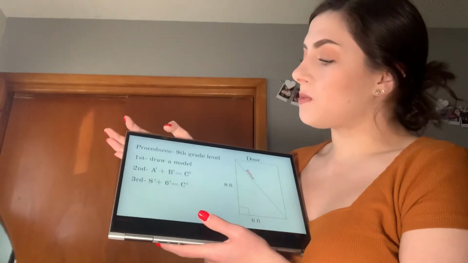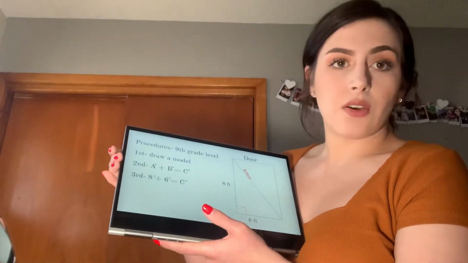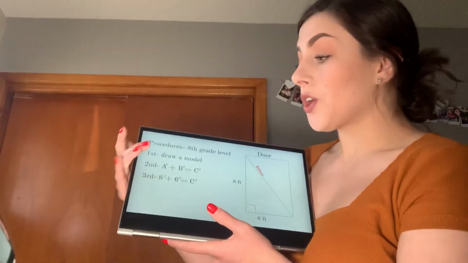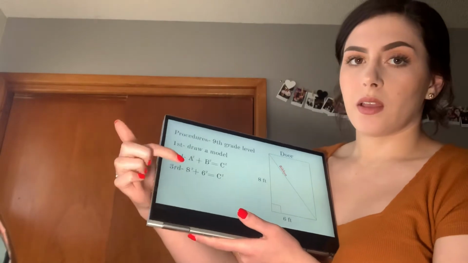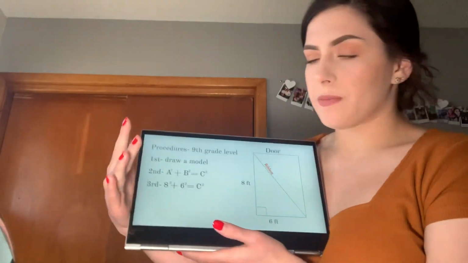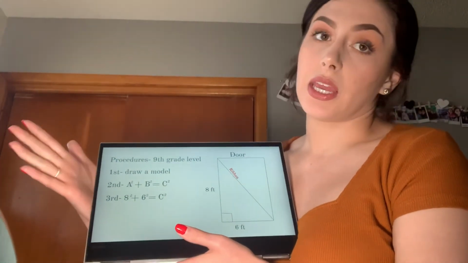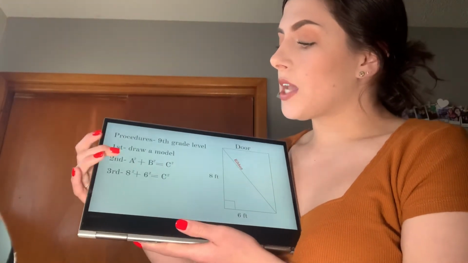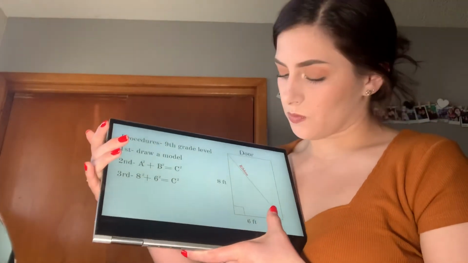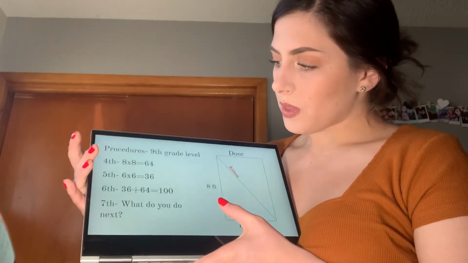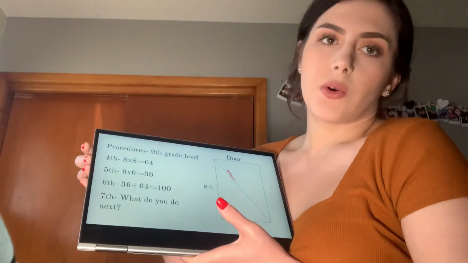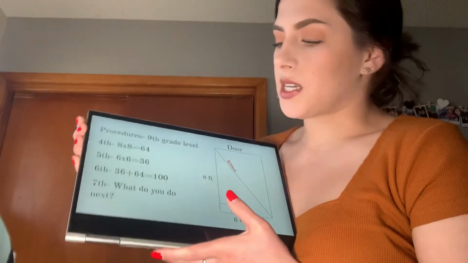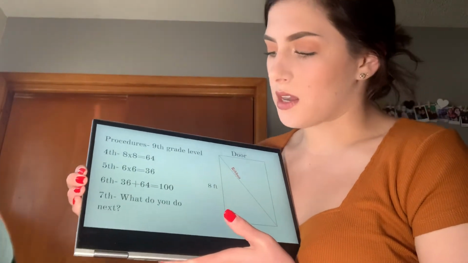first, draw a model. Second, get the formula, so what we know, a squared plus b squared equals c squared. Then third would be plugging in what they know, right? So this would be like a 9th grade class, like a beginning intro, probably reviewing middle school material. So 8 squared plus 6 squared equals c squared, right? Then the students know 8 times 8 is 64, and 6 times 6 is 36, and they know they have to add them, and 64 plus 36 equals 100.